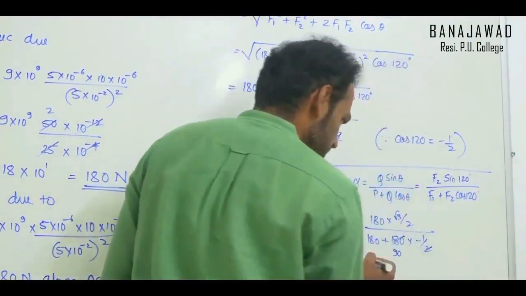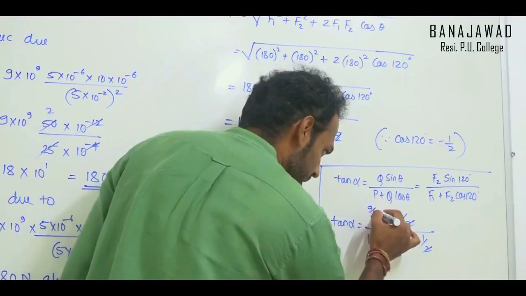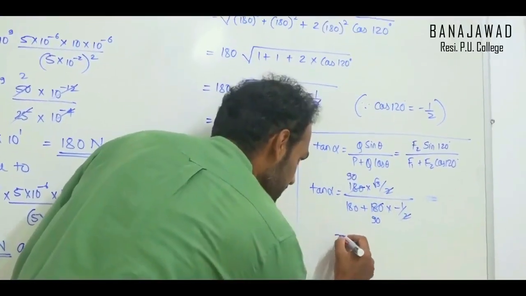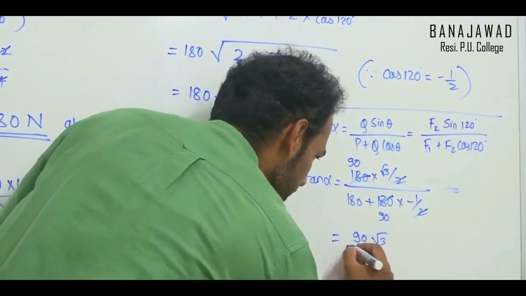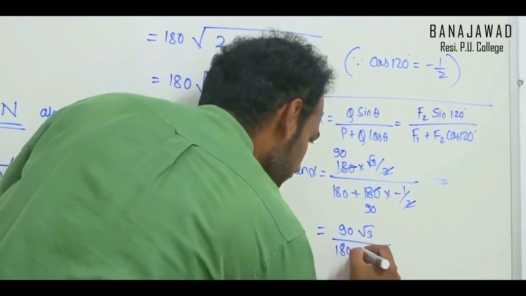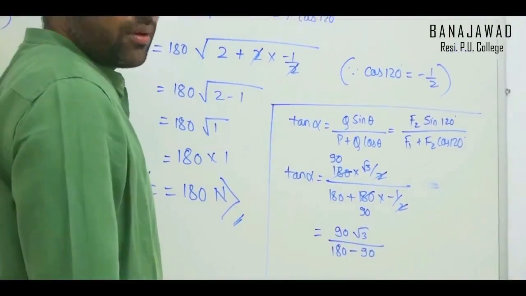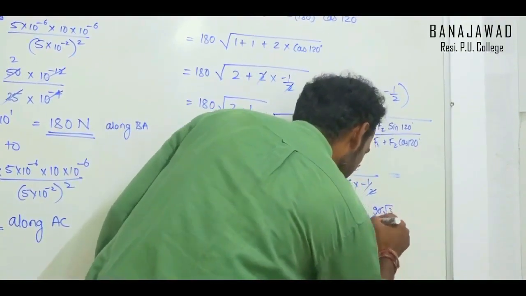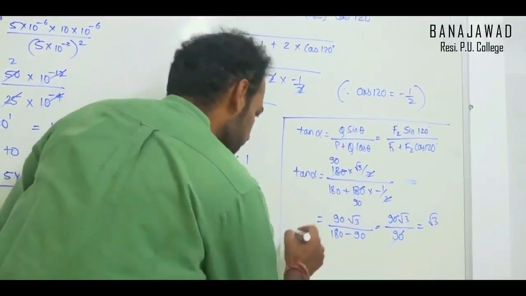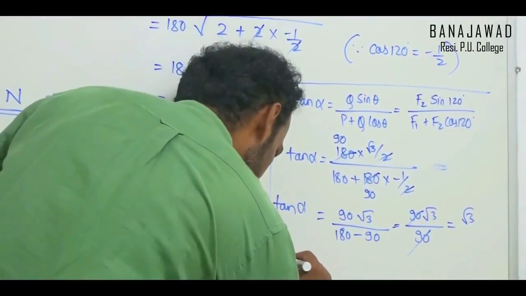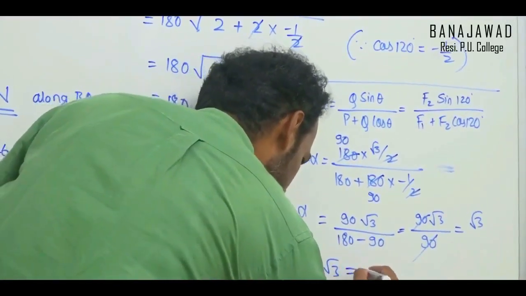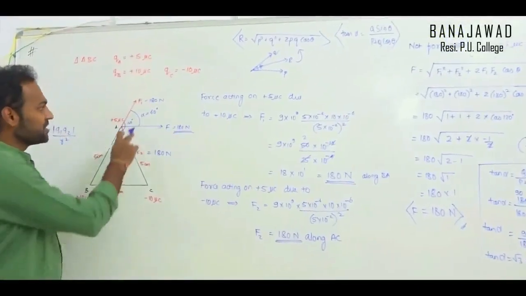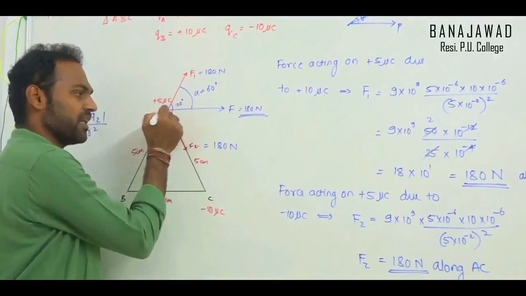So this can be written like this. In the numerator the remaining thing is 90 root 3, divided by the denominator, where the remaining thing is 180 minus 90, which is 90. So it is 90 root 3 divided by 90. 90 and 90 get cancelled, and it will be root 3. We got tan alpha is equal to root 3. If tan alpha is equal to root 3, then alpha is equal to 60 degrees. So this is the angle. If this is 60, then this will be 60 because the total is 120 here.